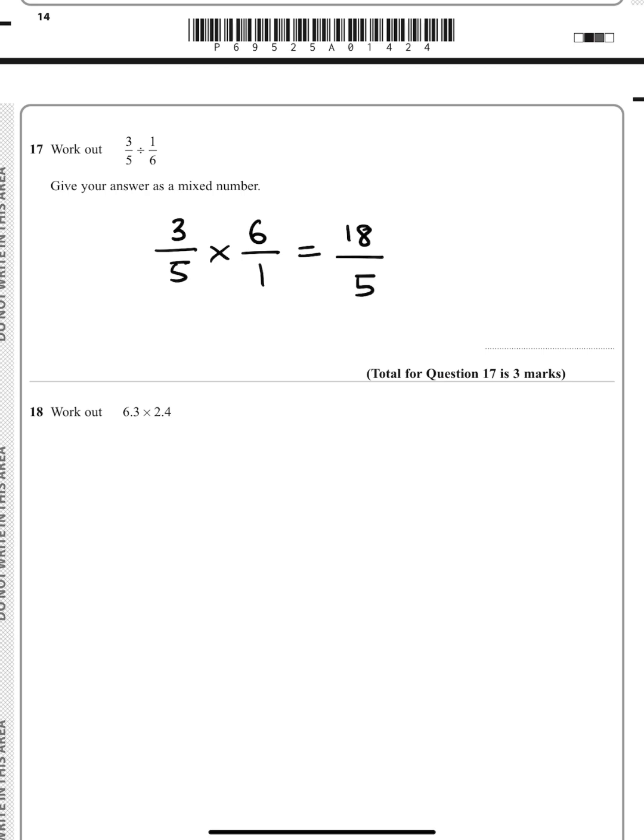Okay, so the answer is actually 18/5, but the question says to give your answer as a mixed number. So we need to work out how many 5s go into 18. So 5 times 3 is actually 15. So therefore 5 goes into 18 3 whole times, but there is a remainder because 18 take away 15 is 3. So the remainder is actually going to be 3/5. So you're going to have 3 and 3/5.